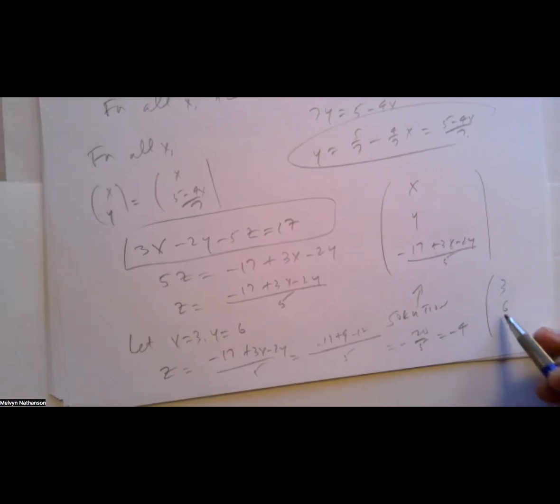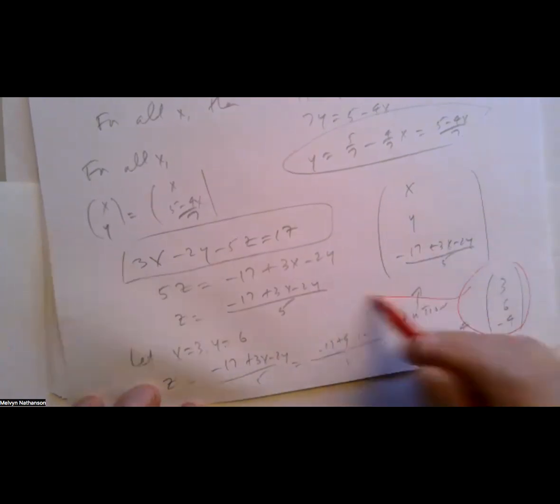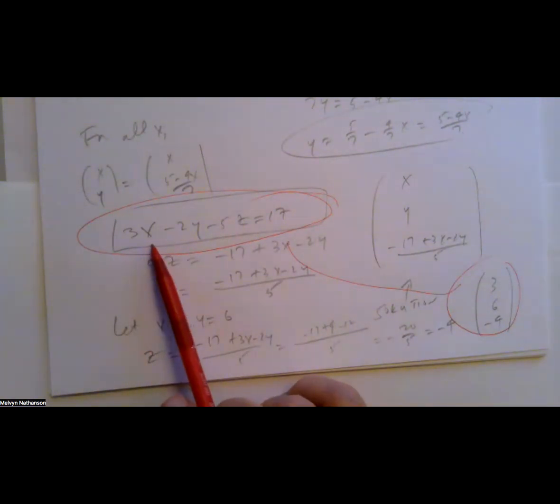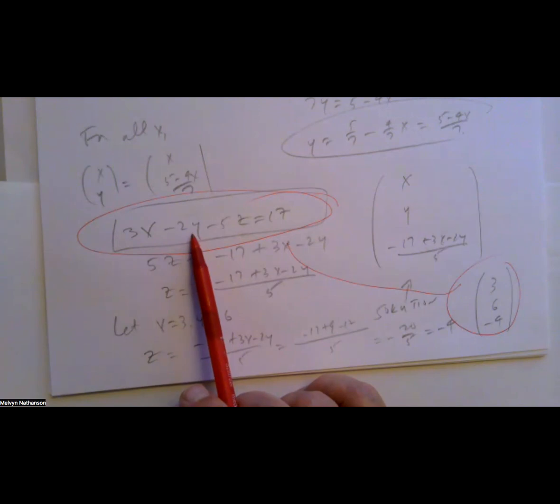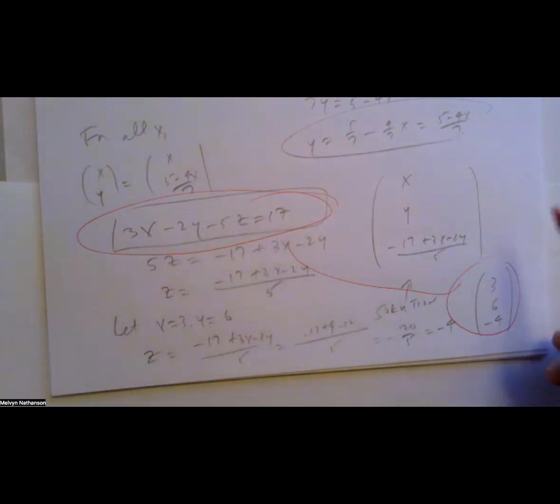So the vector (3, 6, minus 4), if I plug it into this equation, we'll see that it works. Let's see. 3 times 3 is 9, minus 2 times 6 is minus 12, that's minus 3. Minus 5 times minus 4 is plus 20. 20 minus 3 is 17, so this checks.